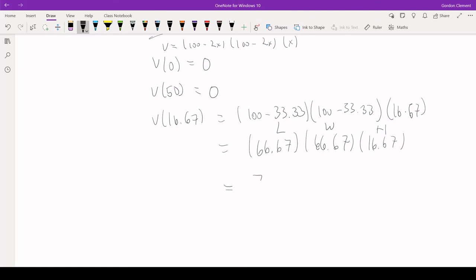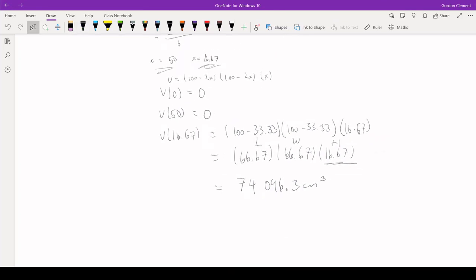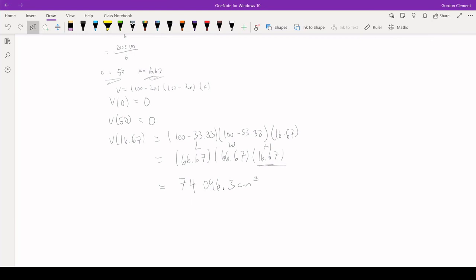And I get my large volume, my maximum volume. I'll just round it off to 1. That many centimeters cubed. So we could say, therefore, they should cut 16.67 out of each corner. The resulting dimensions of the box are 66.67 times 66.67 by 16.7, and the maximum volume is 74,096.3. So that could answer any possible question I might ask about this box in that sentence I just said out loud. So that's it.